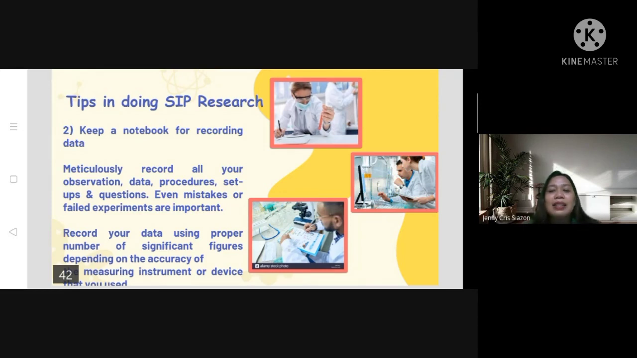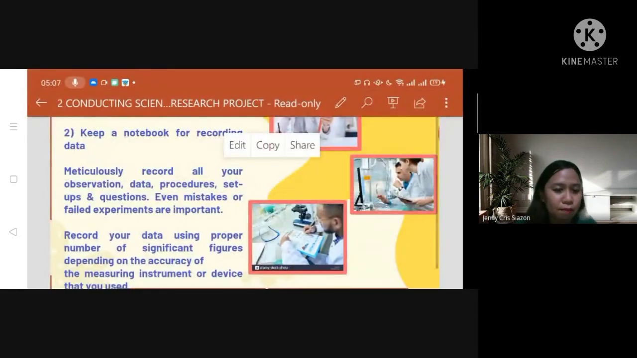Kaya nga, ang research talagang trial and error yan eh. Kung nag-umpisa, kung may mali ka sa umpisa, talagang i-repeat mo yung experiment mo, paulit-ulit hanggang maabot mo yung maabot mo yung na kung saan talagang tama na yung iyong experiment, no? Hindi na kumbaga yung mga mistakes ay naiwasan na. So record your data using proper number of significant figures depending on the accuracy of the measurement or device.